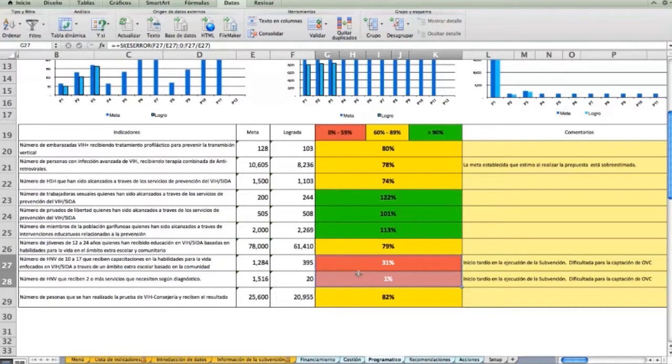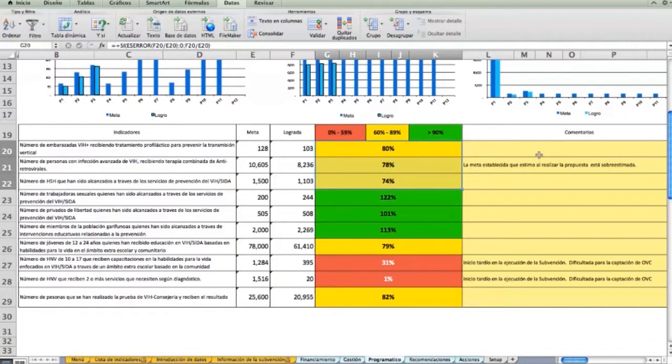Through the dashboard, the country coordinating mechanism can identify which indicators are the ones that have a low performance rate. The ones in green are at an adequate level of performance. The ones in yellow mean that we need to have a lot of precaution, and we need to monitor them so that these indicators will rise to green in the next period.